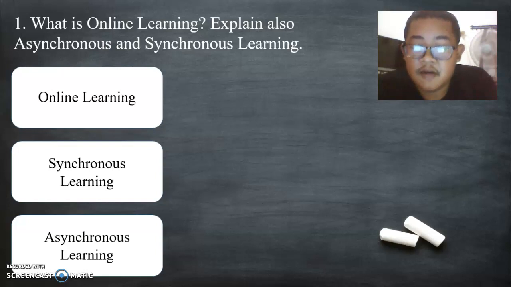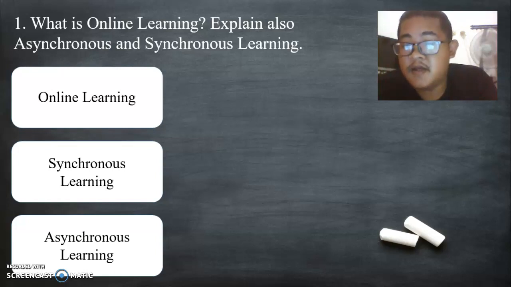Second one is asynchronous learning. Asynchronous learning is a learning activity that does not happen at the same time or it doesn't happen in real time. Examples include when a teacher posts tasks that students need to finish in the Schoology, the students can do it within a fixed time frame, within a set deadline, but do not have to respond or answer in real time.